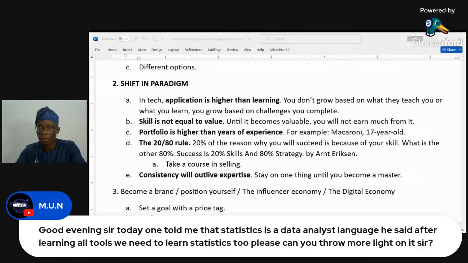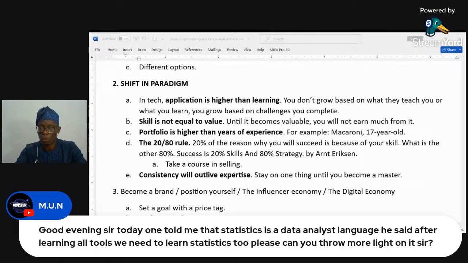Someone said, good evening, sir. Today one told me that statistics is a data analytics language, and that after learning all tools, we need to learn statistics too. Please, can we throw more light on it? So I'll answer another question. Somebody asked if maths is a determinant. I said maths is not a determinant, but if you have a maths background, it's an advantage. Are we together? Now, statistics, you will need statistics, but it's not a determinant. Interestingly, Excel has a button that you can use to do the basic statistics. So learning statistics is also good, because when you get to the analytics part, it will give you an advantage.